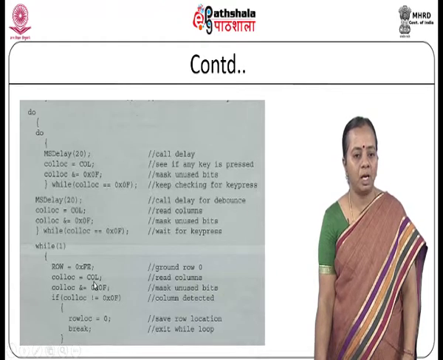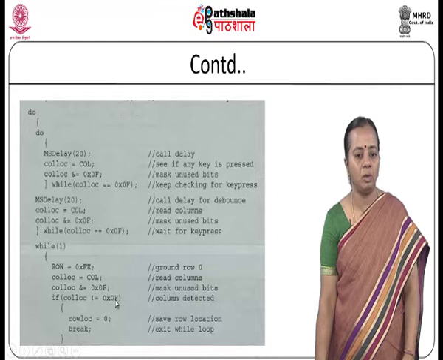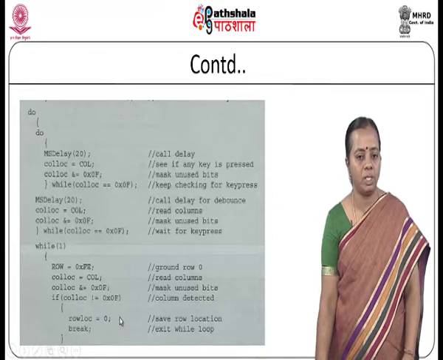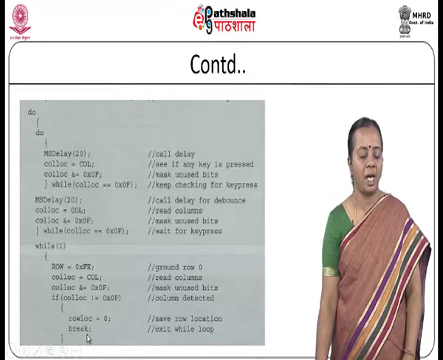Then the column is read and assigned, which is ANDed with 0F. Now I will check whether it is not equal to 0F. If it is not equal to 0F, that means some key is pressed, which means the row is 0, since I made the row FE. If I am getting 1111, that means F, then nothing is pressed. If I am not getting 1111, that means not F, so any one of the bits is equal to 0. Which means the 0th row is pressed, any one of the columns in the 0th row is pressed. Because of that, row location equal to 0 is assigned, and we have to break.